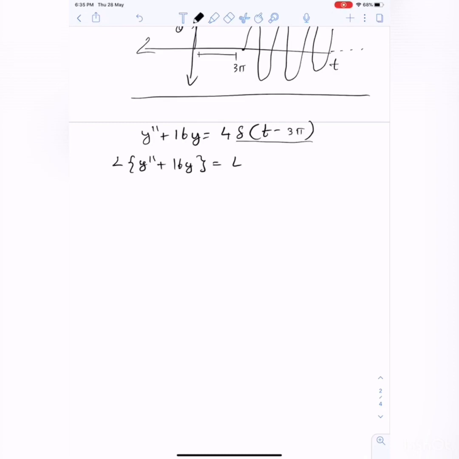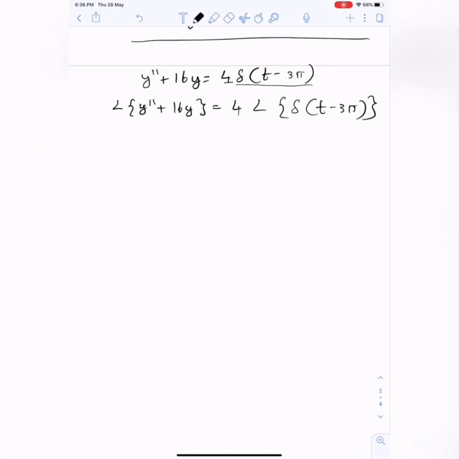Okay, t minus 3 pi. I can take the 4 outside since it's just a constant. So 4 times Laplace of Dirac delta of t minus 3 pi. Let's just expand. This would mean this is just Laplace transform of y double dash plus 16 times Laplace transform of y equals 4 times Laplace transform of Dirac delta of t minus 3 pi.